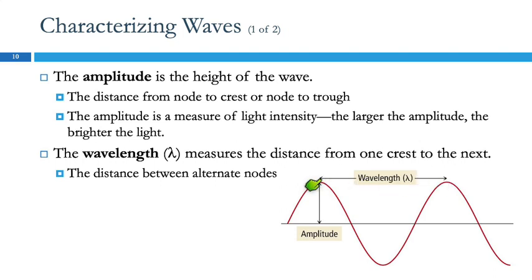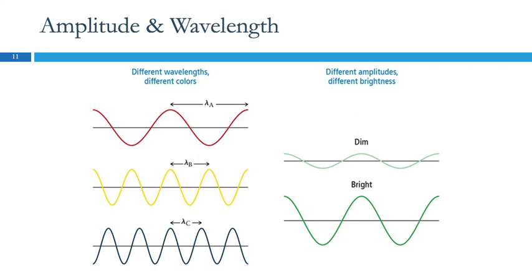We can also talk about the wavelength. So this is the length from the peak of one wave to the peak of the next wave. And wavelength is going to be related to, for visible light, the color that we observe the light to be. So here we have 3 different wavelengths of light. They're all traveling at the same speed. This red light has a longer wavelength. The yellow light is sort of in the middle, and blue light has a shorter wavelength.